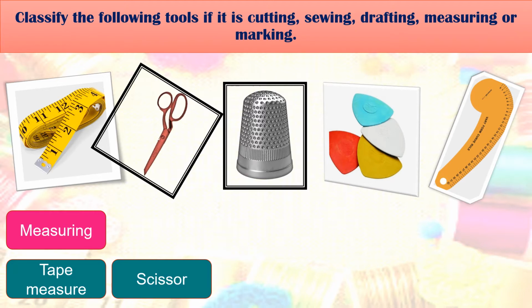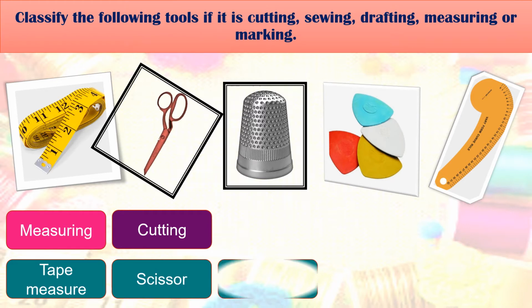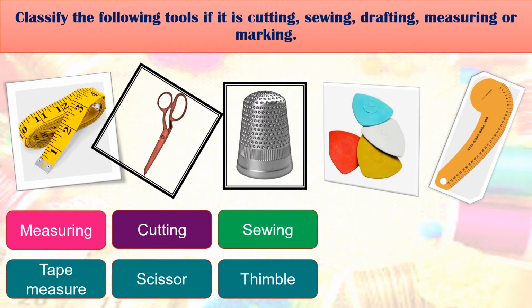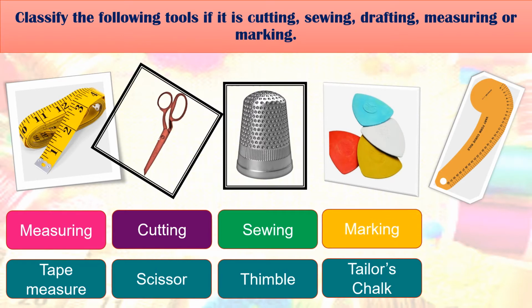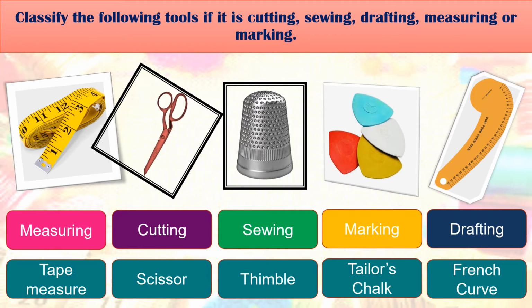Scissors is an example of what? Scissors is, of course, a cutting tool. The next picture is the thimble, in Tagalog, didal. Where does it belong? Thimble is an example of sewing aids. Next picture, tailor's chalk. Tailor's chalk is an example of marking tools. And then the last picture is what we call the French curve. French curve is an example of drafting tools.